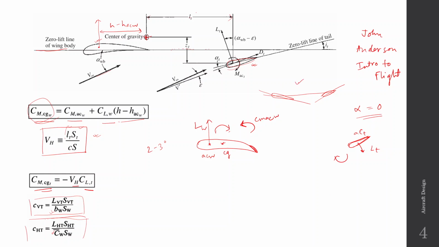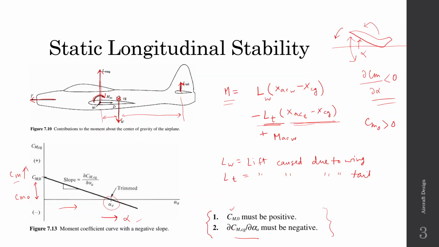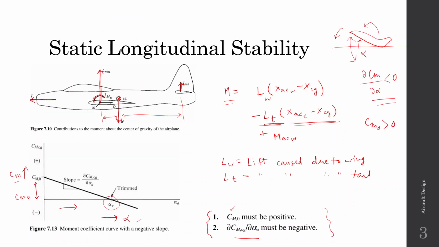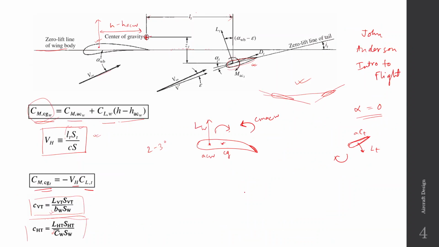That is why, as I said, the wing and the tail are usually placed like this. The wing is placed at a positive setting angle, and the tail is placed at a negative setting angle. So this is how we satisfy the first condition. And the second condition is that dCm by d alpha must be negative. That is mainly contributed by the tail.